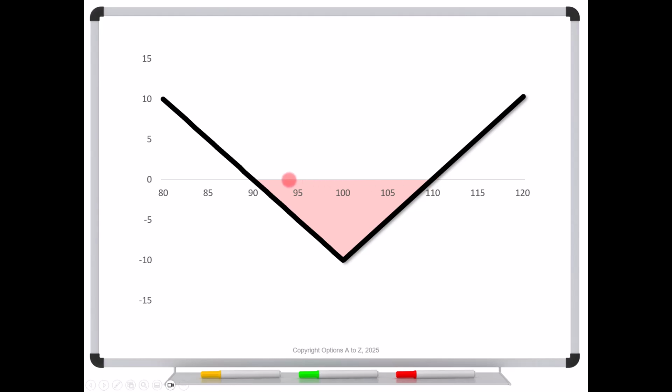You can see if we paid $10 for this straddle, right there is our maximum loss. Our break evens are 10 points wide: the 100 strike plus 10 up here at 110, and the 100 strike minus 10 down here at 90. We need the stock to be either below 90 or above 110 at expiration to start making money.